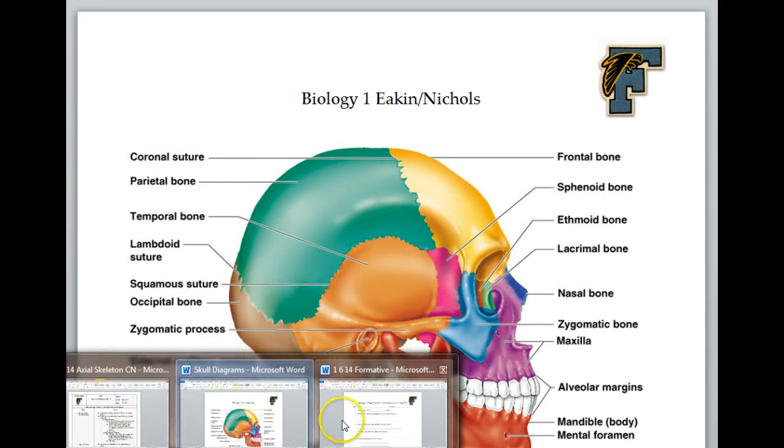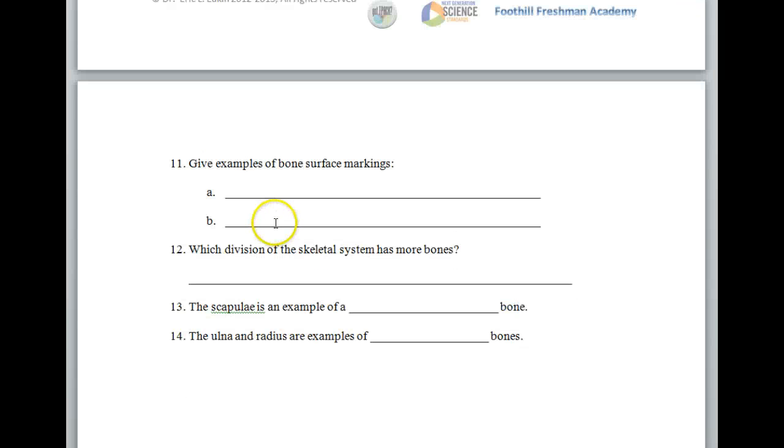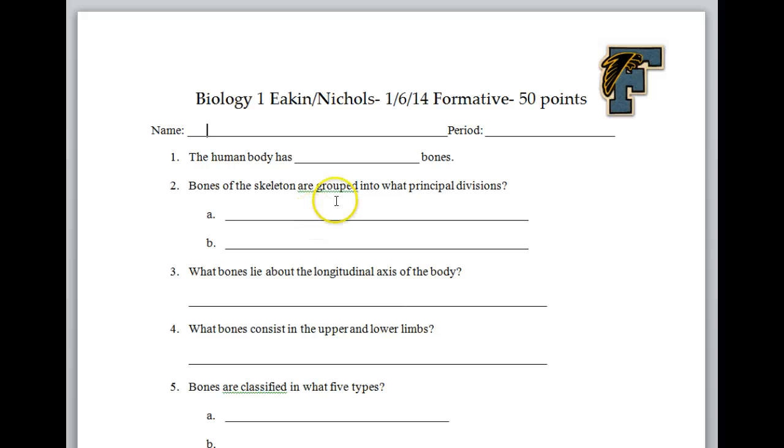Then at the end of the class, probably as a group effort, you're going to go through and answer, it looks like 14 questions. Make sure you understand everything, and that's 50 points, so it's important that you get through that today and understand everything. So get out your notebooks, and we're going to get this done today.